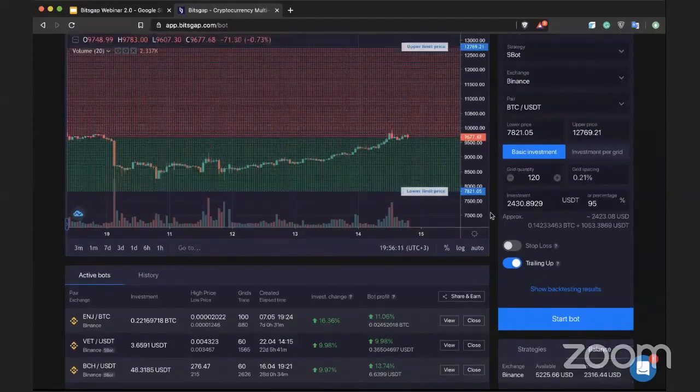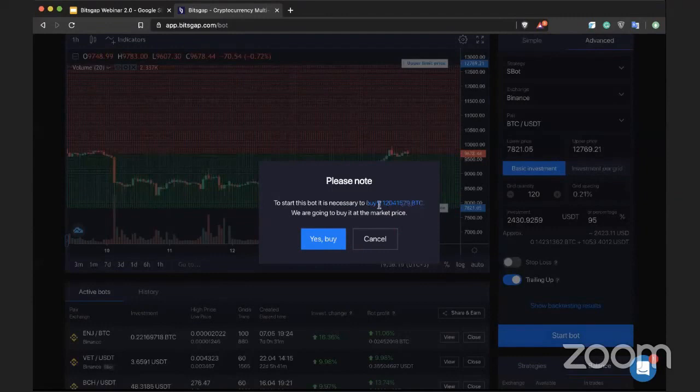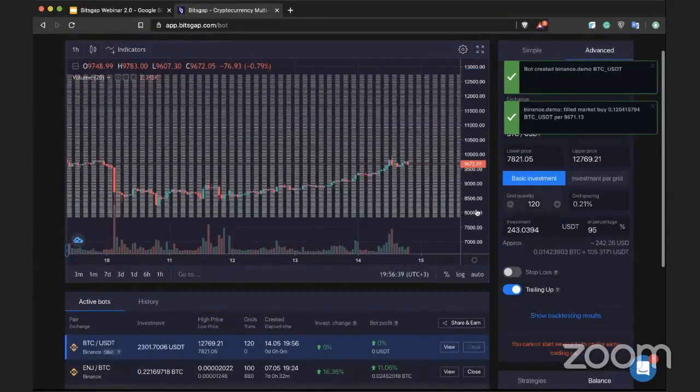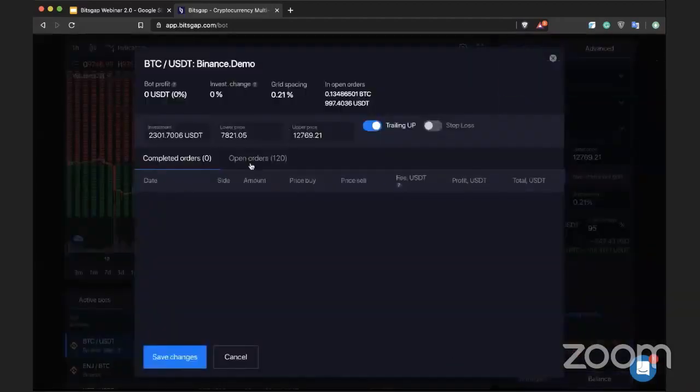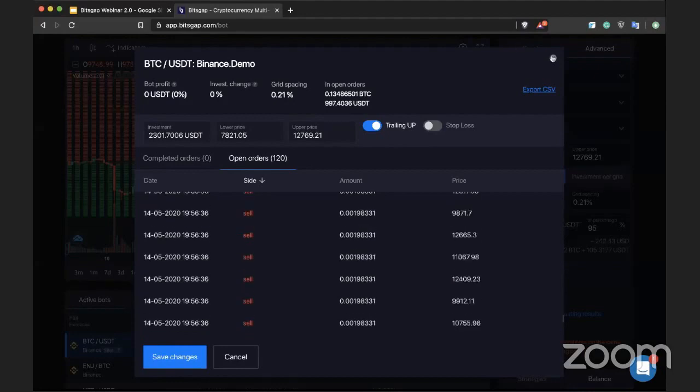All right. So if I click on start the bot, it will tell me that you must buy this amount of BTC simply because I don't have it on my balance right now. But it needs this amount of BTC so that all of my buy limit orders could be placed proportionately. So I click on yes buy, and it will buy this amount of BTC at the market price to set all of the limit orders, both buy and sell limit orders accordingly.